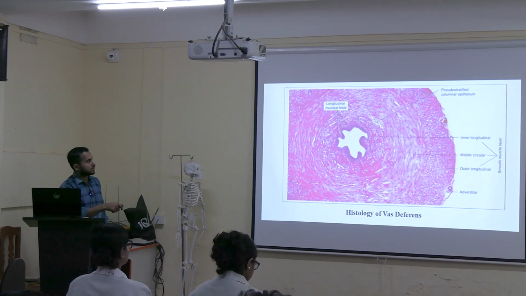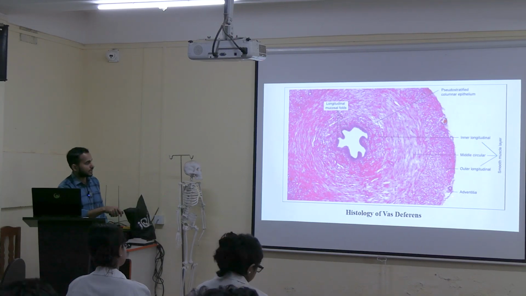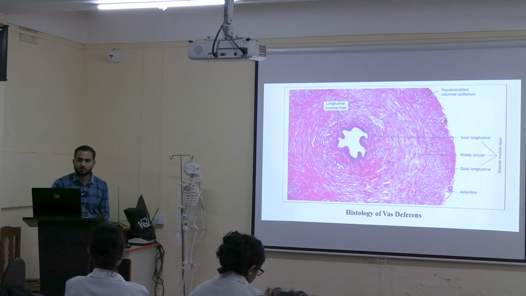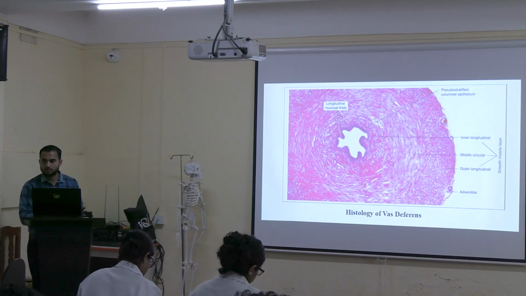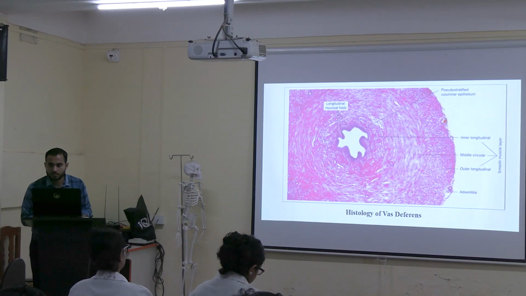coat. So in the muscle coat, we are getting the inner longitudinal, the middle one is very thick circular, and then outer longitudinal. Okay? And next to that we are getting the adventitia. So histology of vas deferens is very simple, not that difficult. Okay? So as I said, I will be keeping those type of slides which are easy to identify.